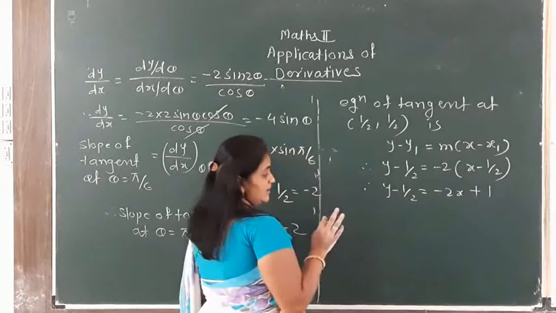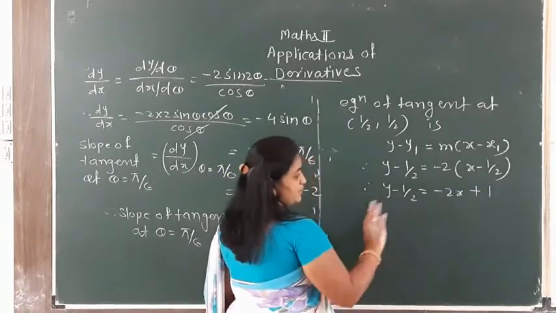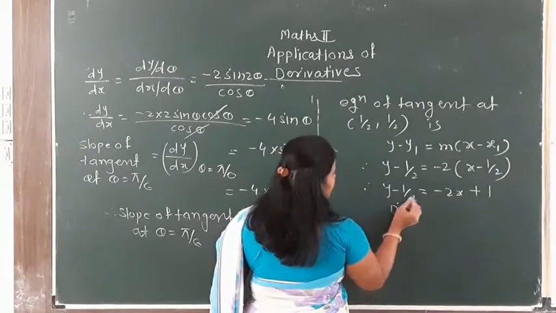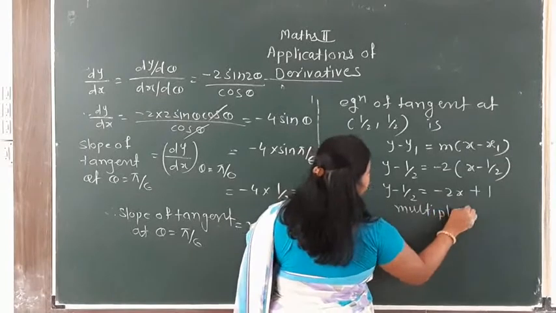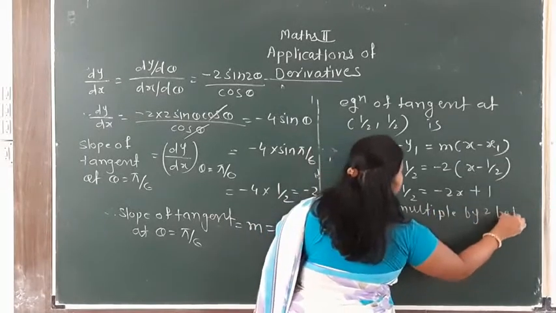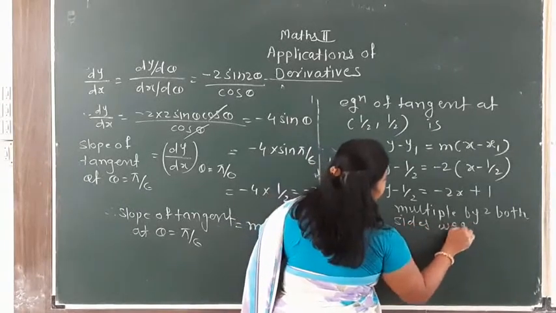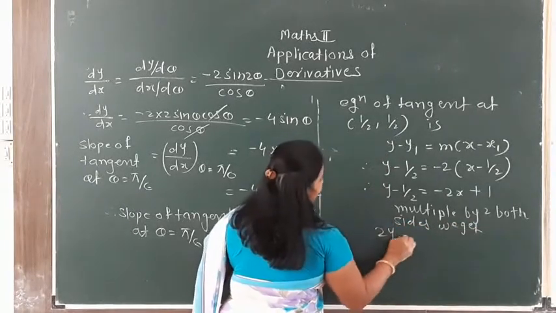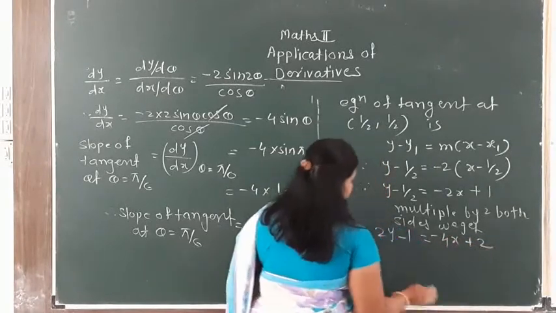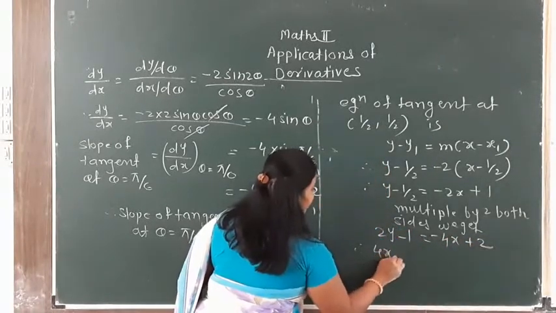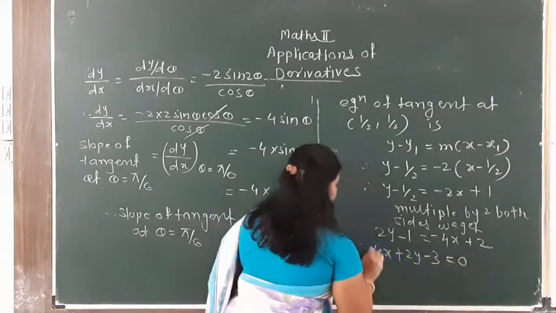Now 2 is in the denominator and the LCM is not the same, so we multiply by 2 on both sides. We get 2y minus 1 is equal to minus 4x plus 2. Now we get the required equation: 4x plus 2y minus 3 is equal to 0.